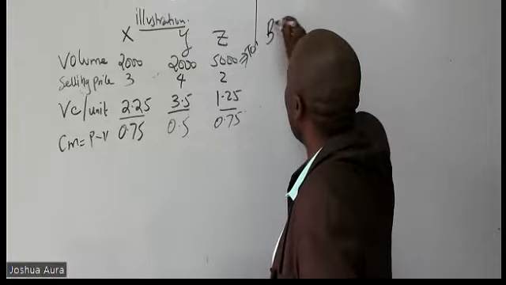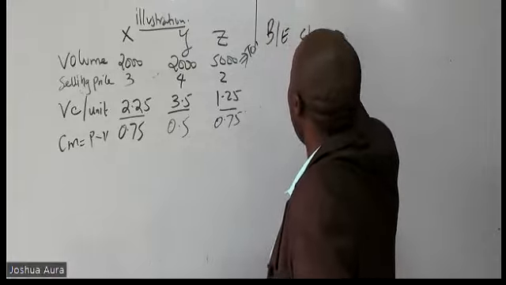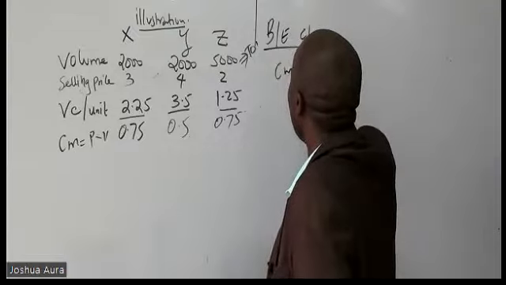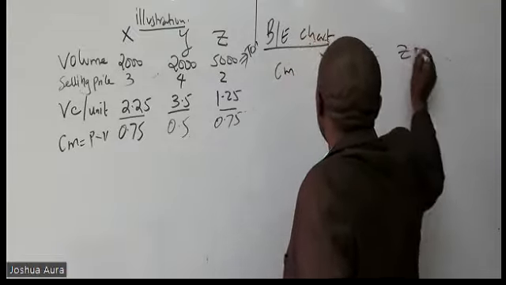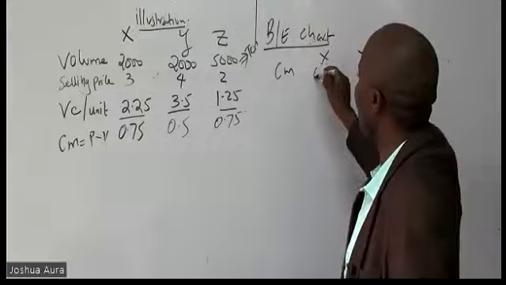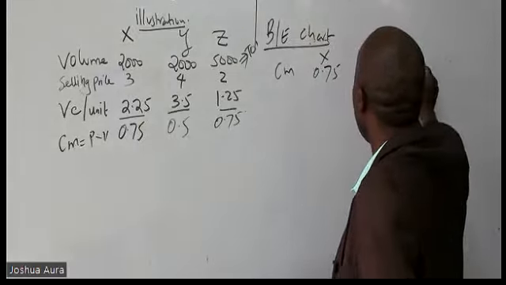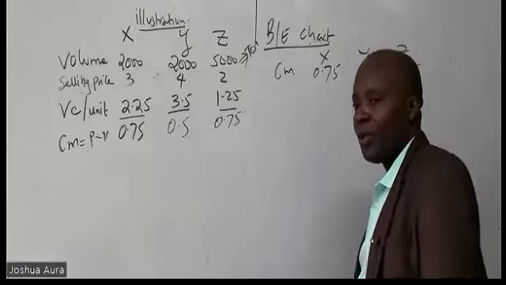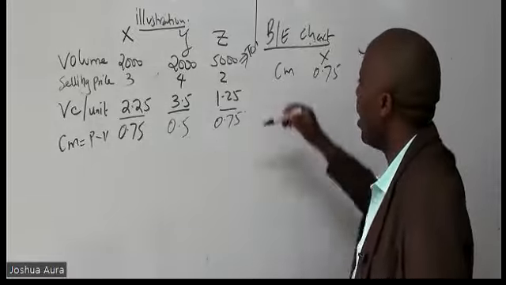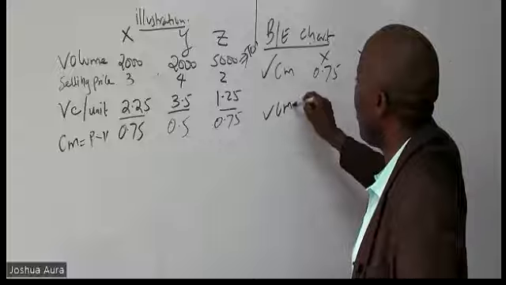So break-even chart. First of all, give us the contribution margin of each product. Fortunately, we had computed this as 0.75, 0.5, and then 0.75. That's contribution margin. That is step number 1. Step number 2, give us CMR.